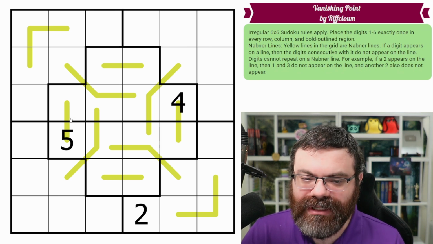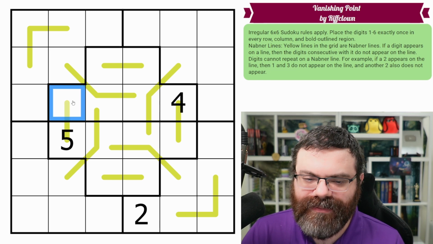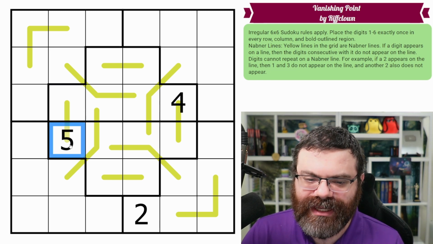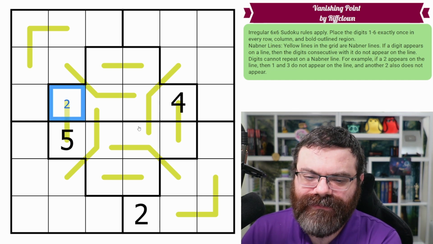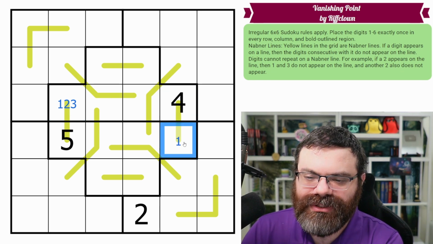Okay, there's a lot going on here, but let's think about it. This cell cannot be 4, 5, or 6 because there's a 5 on it, right? So this is only from 1, 2, 3. I think it's worth marking stuff like this. This can be 1, 2, but it can't be 3, 4, 5, but it could be 6.